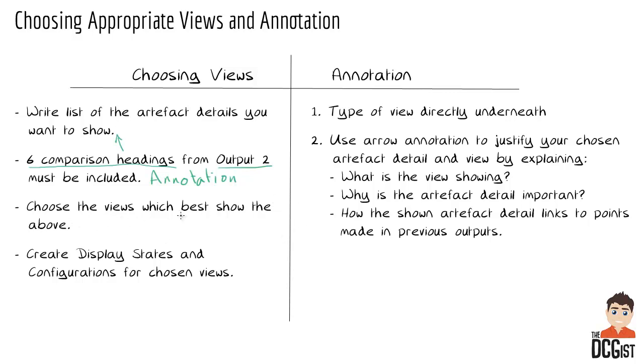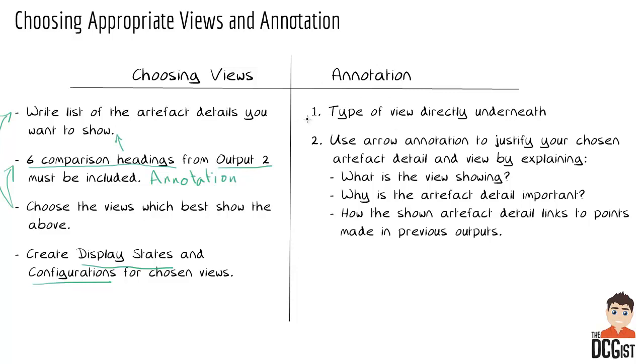Then you're going to choose the best views to show the above. So once you've written your list of details you want to show and made sure that you've taken into account your 6 comparison headings, then you're going to choose which type of views show off those the best. So you'll make sure that you choose the best views to show off your chosen details that you'll decide above. Then finally, you need to create the display states and the configurations for those chosen views. So once you've decided the views, you then have to make sure that you're ready to create them on your sheet. And you'll do that using display states and using configurations, which you'll see in another video on my channel.